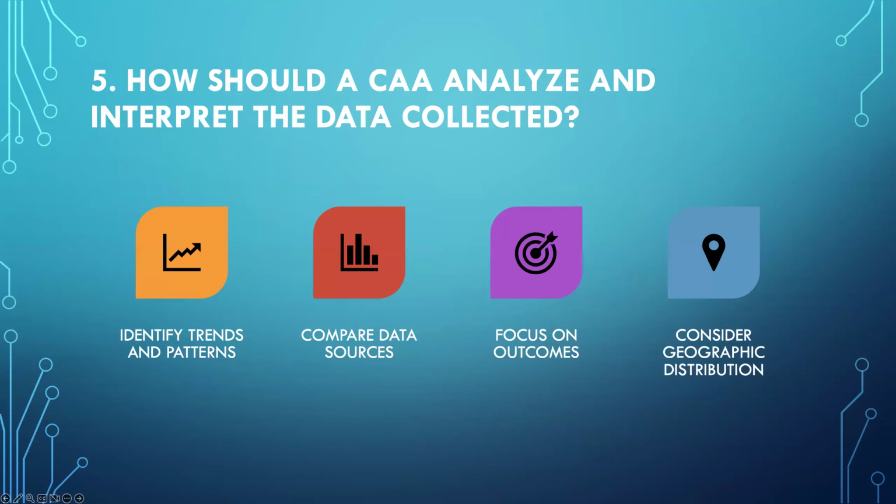All right. So how should a CAA analyze and interpret the data that we collect? Well, a couple of ways, 4 ways here. Firstly, we want to identify trends and patterns, whether that's in our demographics, whether it's in the needs. It could also look like who is utilizing services, and then comparing that across things like geographies, and any other notable trends that we can see through the data.